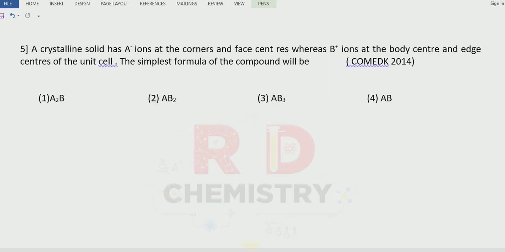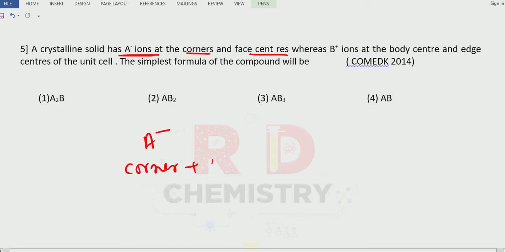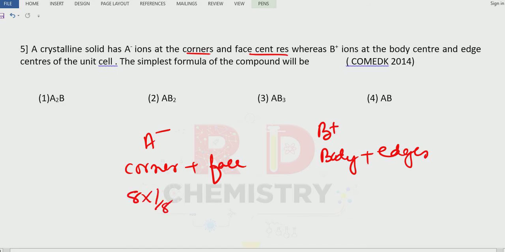Question number 5. A crystalline solid has A minus ions at the corners and the face centers, whereas the B plus ions are present in the body center and also on the edges. What is the simplest formula of the compound? Nothing is missing. Corners are 8 with 1 by 8 contribution. Faces are 6, contribution 1 by 2. So total here is equal to 4.